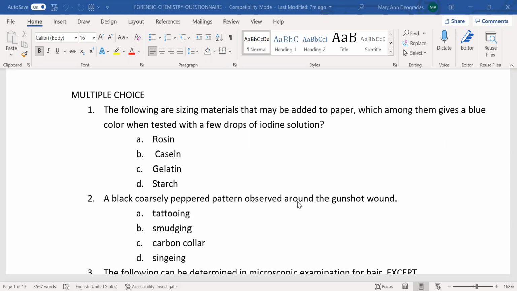Anong sagot dito, guys? Anyone? Nag-try kayo magsagot? Okay, letter C. Is it C? Nako, guessing game tayo ngayon.